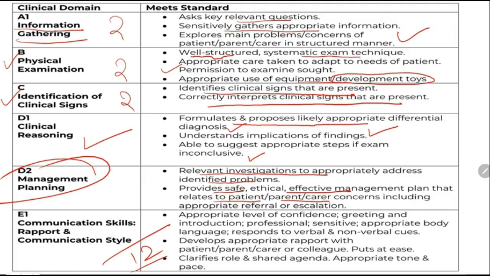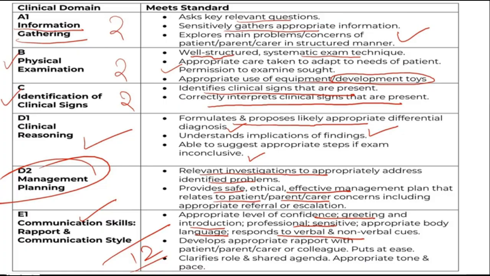And E1 is communication skills, rapport and communication style. Appropriate level of confidence will be checked, and greeting, introduction, candidate's attitude, professional appropriate body language, and response to verbal and non-verbal cues. All this will be observed by the examiner.